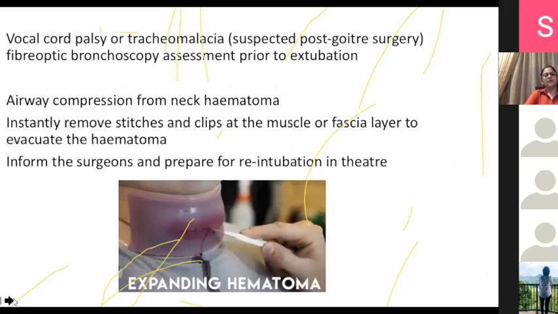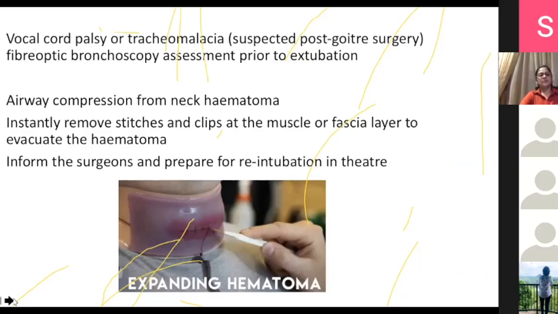Vocal cord palsy, or basically tracheal compression because of post-goiter surgery or after thyroidectomies, would also require some assessment with fiber optic bronchoscopes. Airway compression from neck hematoma, again, is not an unknown complication.